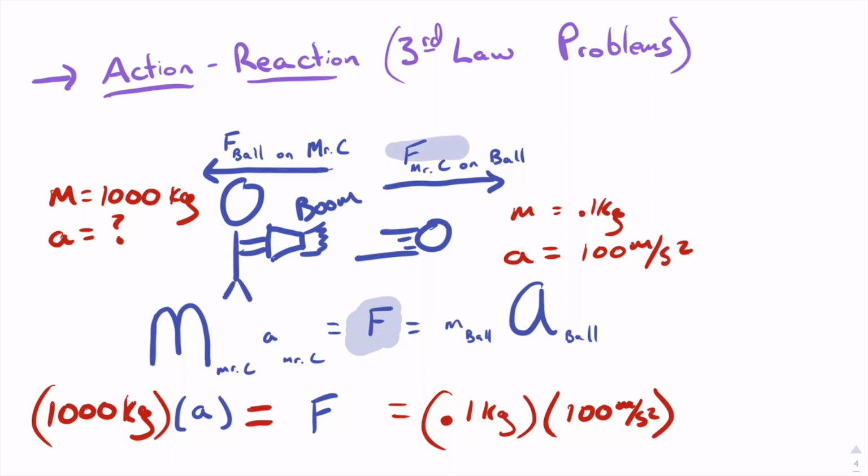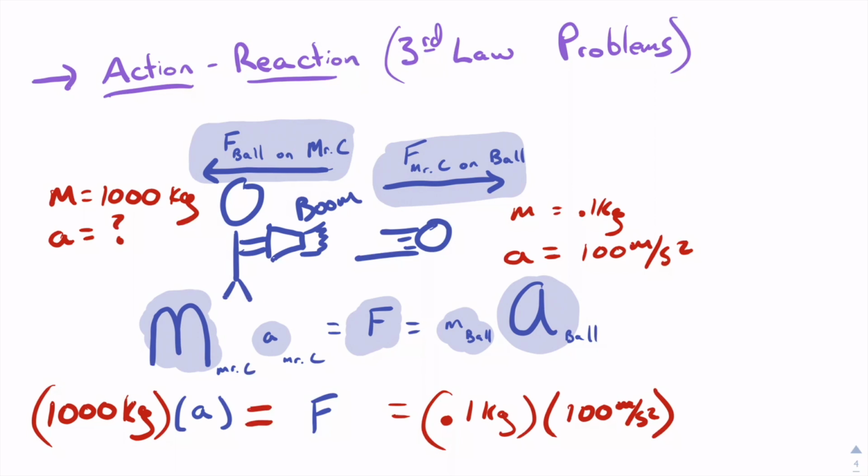The force of Mr. Clausen on the ball is going to be the same as the force of the ball on Mr. Clausen. Now, we both experience different accelerations because I have a very large mass and the ball has a very small mass, and so we end up feeling different accelerations. My big mass gives me a little acceleration, and the ball's little mass gives it a big acceleration.